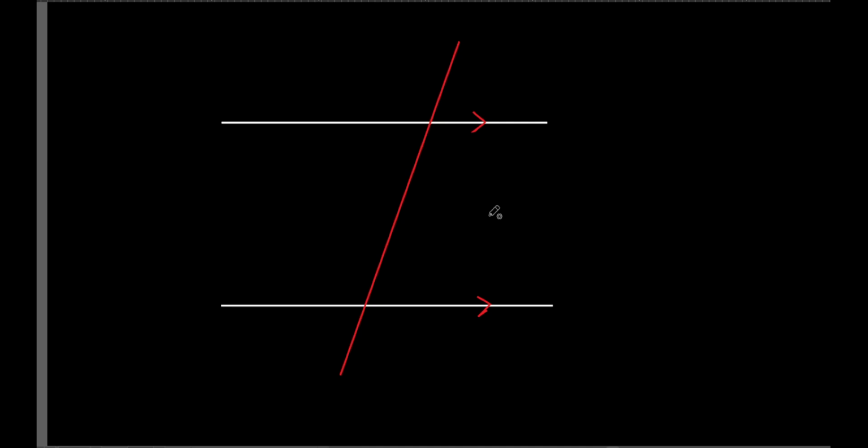Yes. Why? Because they got the arrows. That means they told you they are parallel to each other. Okay? Everybody with me? All right. And we got a transversal. Let's just move this over a little bit. There you go. And let's put some numbers in here.